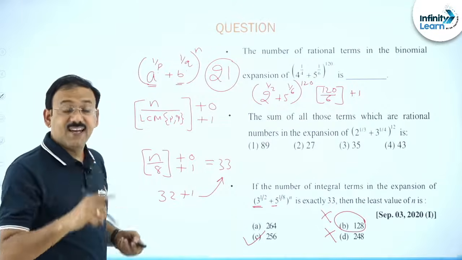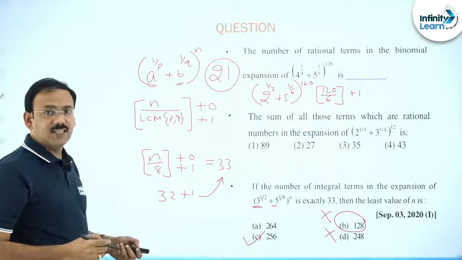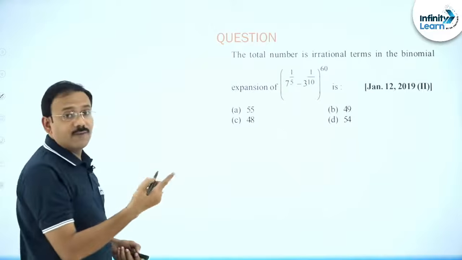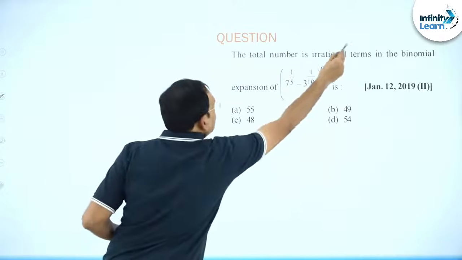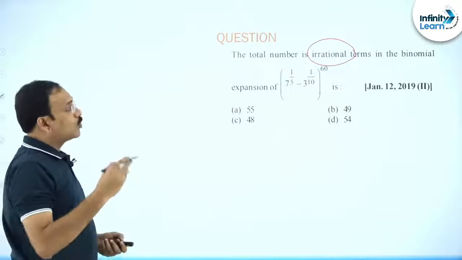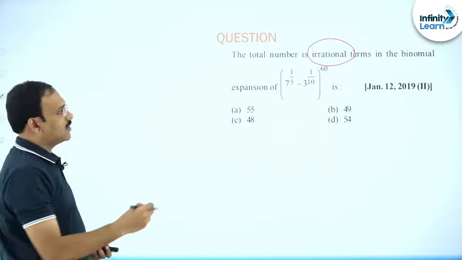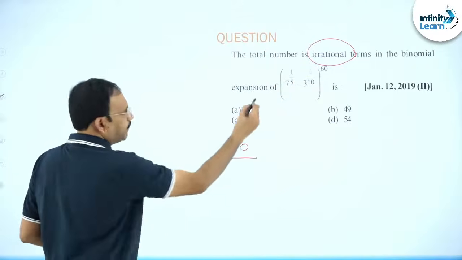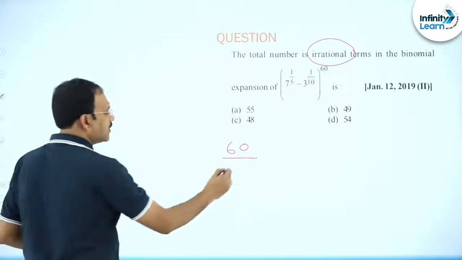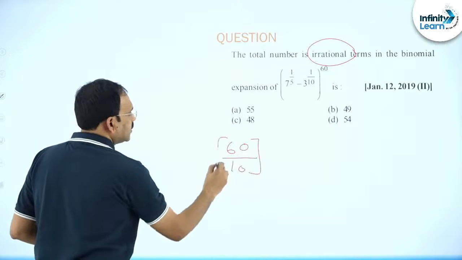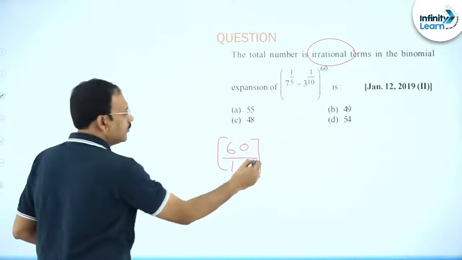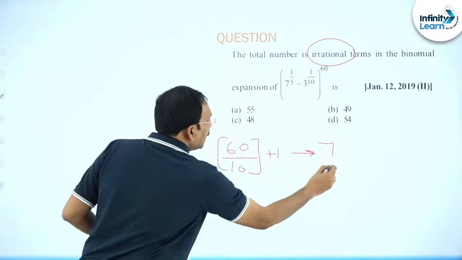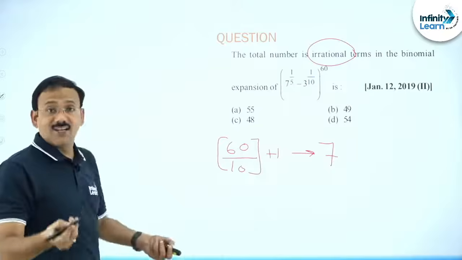Clear? Now, dear students, you just see this question, same kind of, total number of irrational terms. Please read the question carefully. Total number of irrational terms is going to be the same logic, 60 divided by 10, as the LCM of 5 and 10 is 10. Step, since 5 and 10 both divide, you will get plus 1, which is 7 terms are going to be integers, or I can say rational terms.